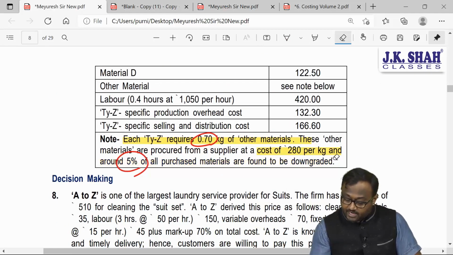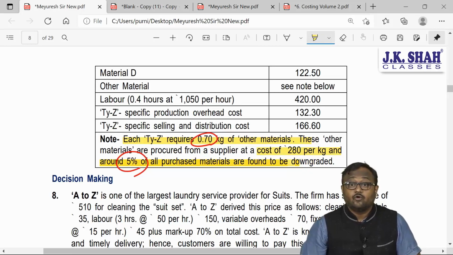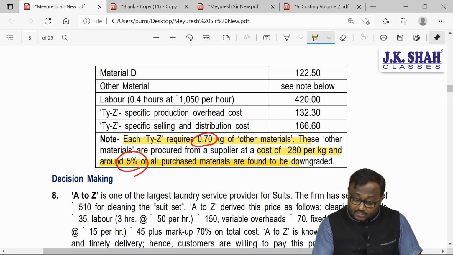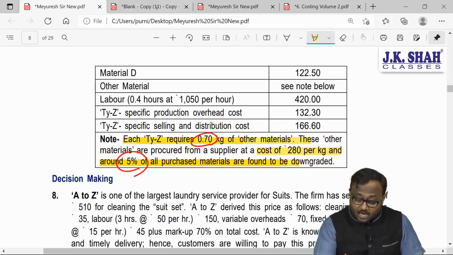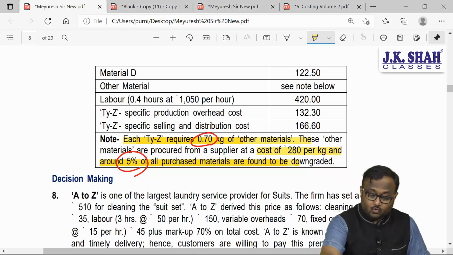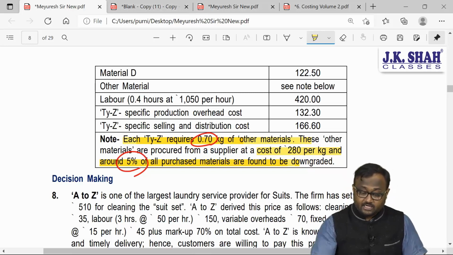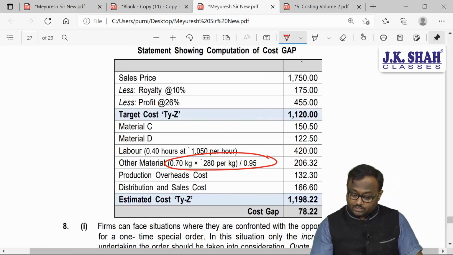Purchase material, I'm finding out purchase material to be downgraded. If I go for JIT, this will not happen. Matlab, 280 into 0.70, 196 will be the cost instead of 206.